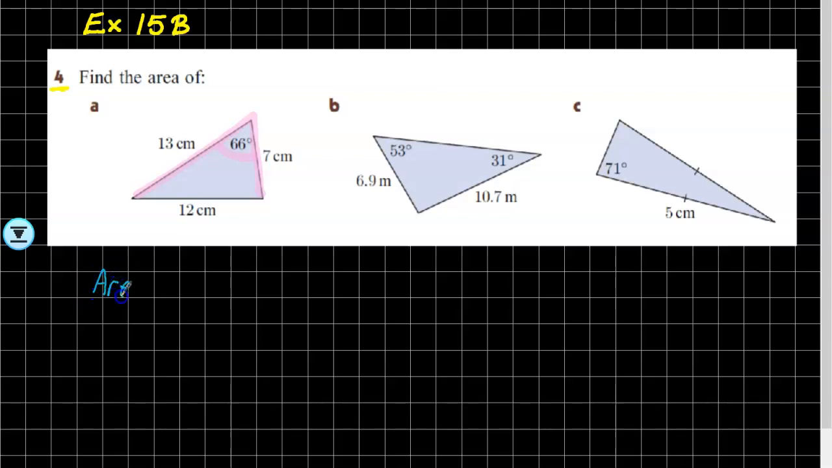Now, area, I like to write the formula because it makes me look like I'm doing a heap of work when really I'm not. Does it matter if you call 13 A or B? No. So no labelling of our triangle. You're just using that to find the rule. So half times 13 times 7 times sine 66, and to the calculator, you are done here. We're just doing area at the moment.